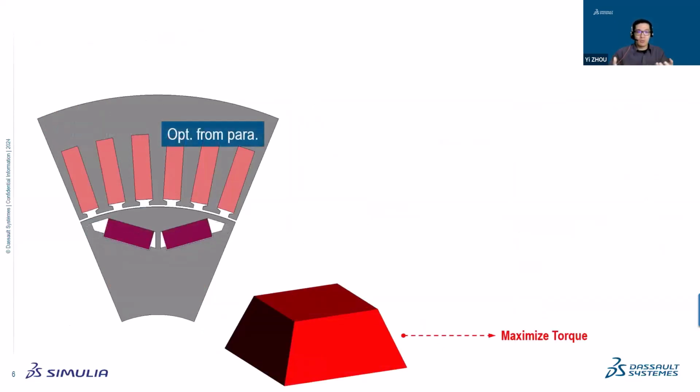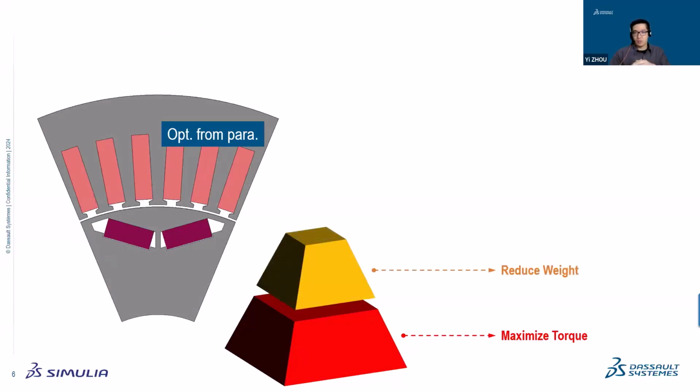From the initial design, we use the parametric optimization to optimize the torque and get an optimized design. But this time, if I want to reduce the weight, what should I do? Maybe non-parametric optimization would be the approach here.